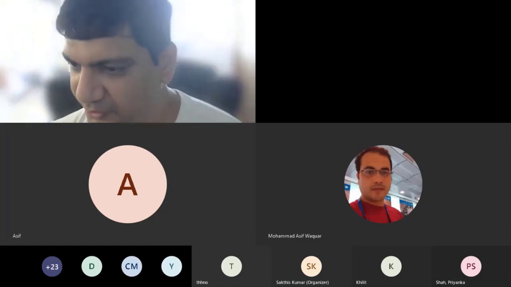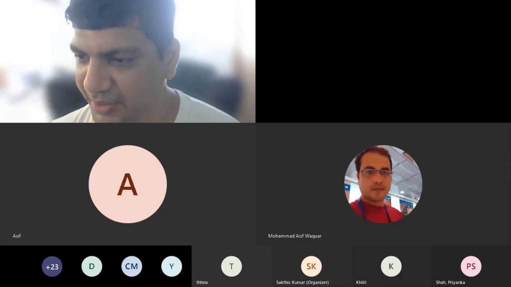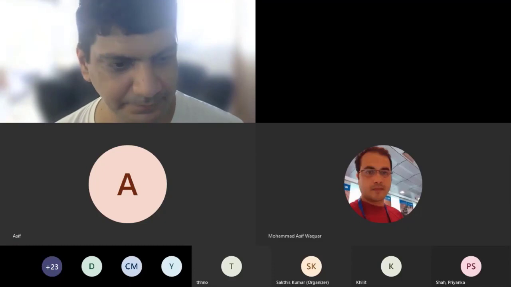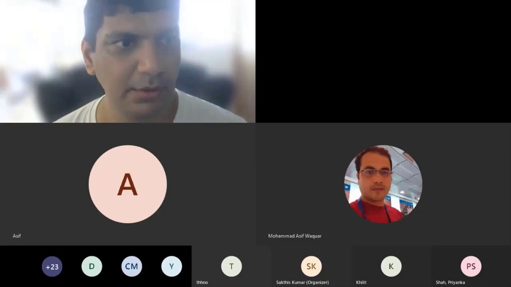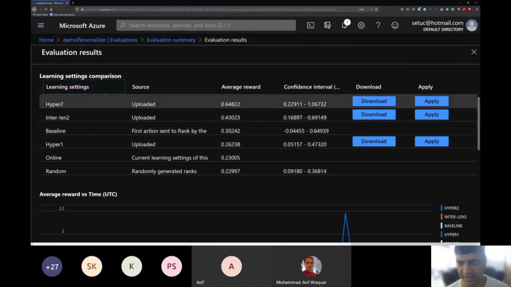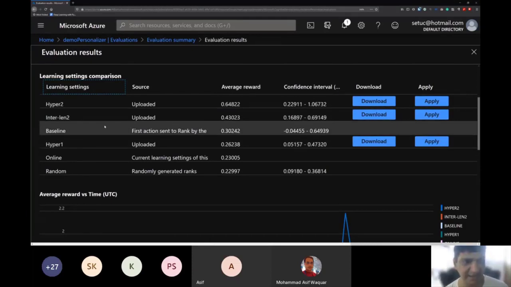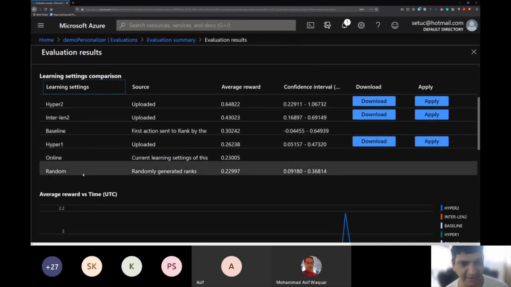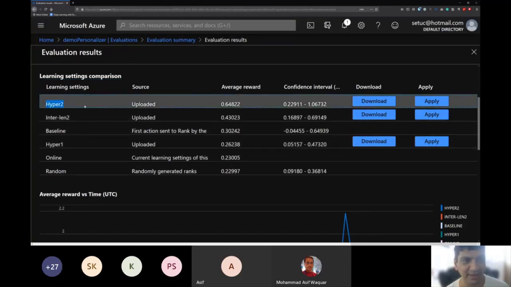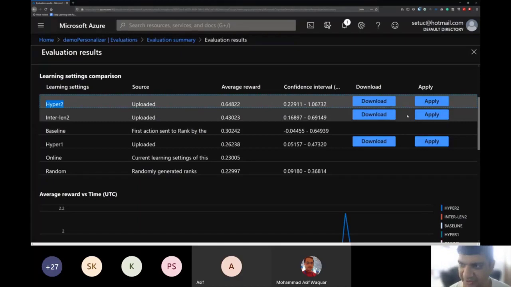And there's one more question from Geeta. How can we enable automatic machine learning from archive data? I just showed you, let me share my screen again. So in my evaluation summary, these are the algorithms that are sitting in there, right? One of them is online and random. Now when I go and pick, saying that, okay, I'm going to pick hyper as my next choice, all I have to do is pick that algorithm and hit apply.